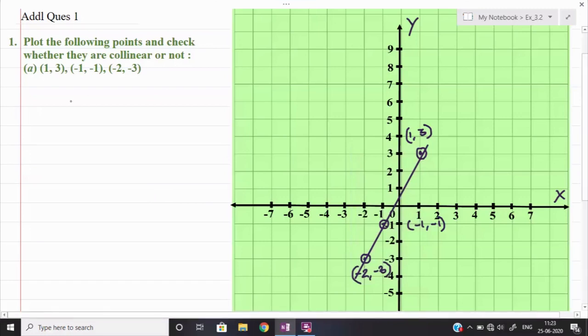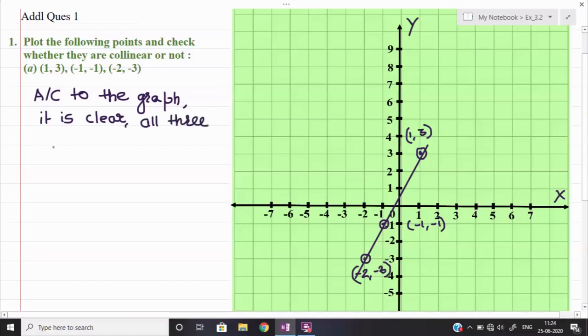So we can say that according to the graph, it is clear: all 3 points are collinear. Same way you can write down the answer of the second part.